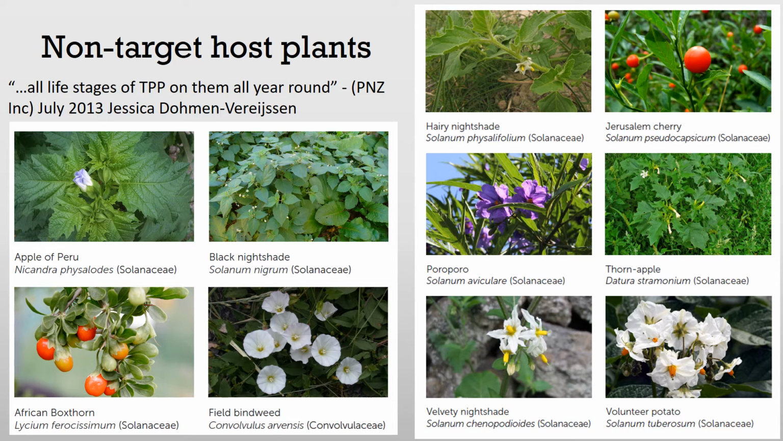However, there are several non-target plants that adult psyllids are capable of surviving long periods of time on. These include African boxthorn, poroporo, thorn apple, apple of Peru, Jerusalem cherry, field bindweed, Chinese boxthorn, just to name a few. In fact, in New Zealand, all life stages of TPP were found on these plants all year round. Furthermore, a study in the US showed that adult psyllids could survive between 17 and 96 days on non-target plants such as the matrimony vine, which is thought to be where the resident populations of adults reside over winter.